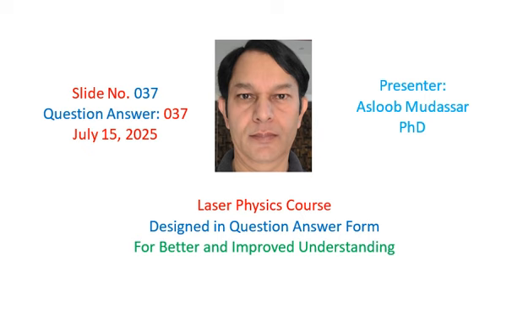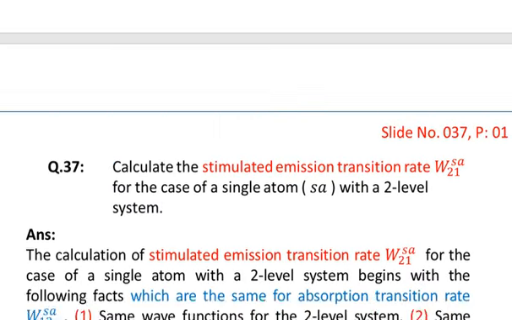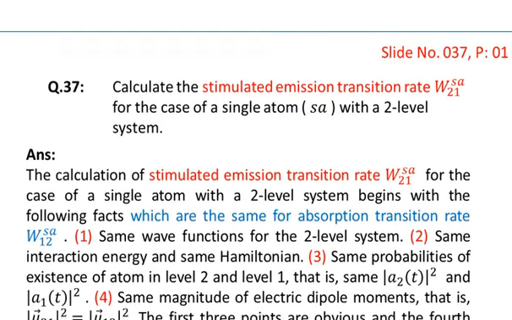This is your presenter Asloob Mudassar, and I am presenting slide number 37 of the course on laser physics. Question: calculate the stimulated emission transition rate W21 for the case of a single atom with a two-level system.